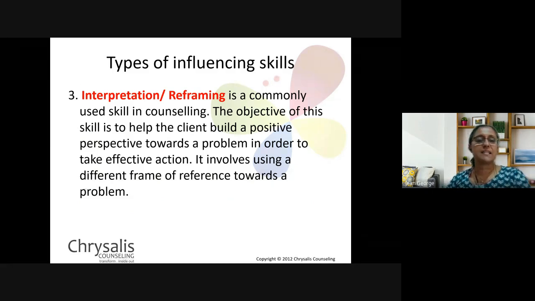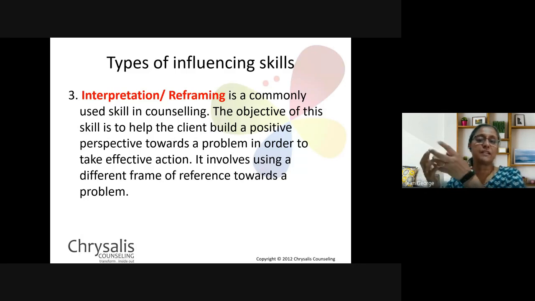Now, this again is a skill that is very often used in influencing. Now, what are you doing through interpretation or reframing? Your counselee is encouraged to see their experience in a different way, or maybe in a more positive fashion. So the counselor is encouraging the shift by offering alternate views or ways of viewing their experience. So the objective is to help your counselee to build a positive perspective towards a problem so that they can take effective action.